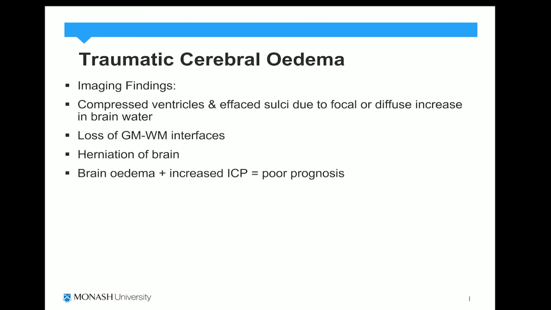Traumatic edema of the brain. Imaging findings: normally the ventricles are compressed, and then you would find that there's effacement of the sulci, and also loss of gray matter, white matter interfaces. And then you can see signs of herniation of the brain. If you have signs of brain edema plus increased intracranial pressure, that prognosis is very poor.